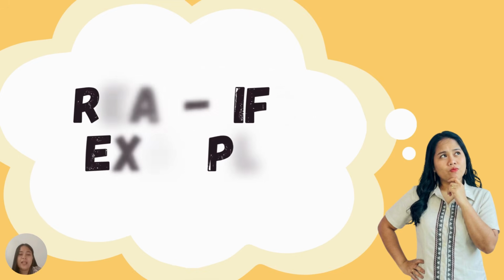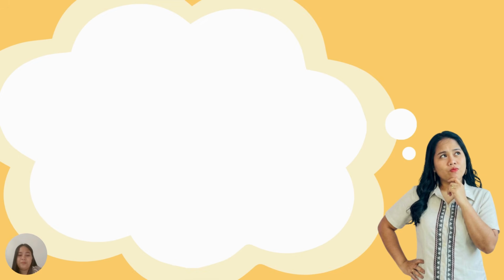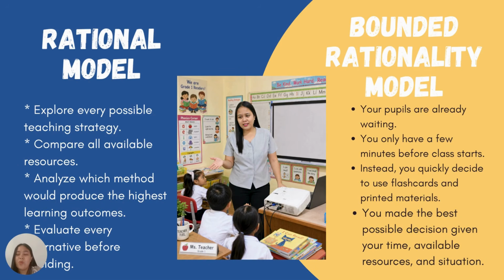So let's have a real life example. Suppose you are a grade 1 teacher and one morning you discover that your projector suddenly stops working just before your reading lesson begins. If you follow the rational model, you might explore every possible teaching strategy, compare all available resources, analyze which method would produce the highest learning outcomes, and evaluate every alternative before deciding. But your pupils are already waiting. You only have a few minutes before class starts.